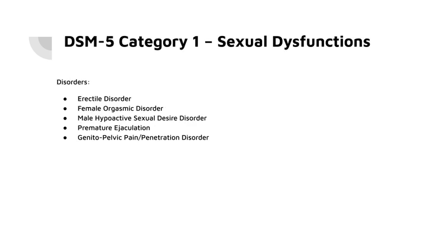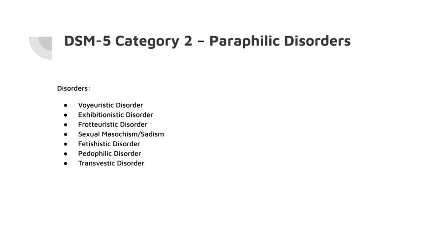Category 1: Sexual dysfunctions. Sexual dysfunctions involve issues during the sexual response cycle, such as problems with desire, arousal, or even orgasm. For example, erectile disorder refers to ongoing difficulty maintaining an erection, while genito-pelvic pain disorder involves discomfort or anxiety about penetration. Disorders listed: erectile disorder, female orgasmic disorder, male hypoactive sexual desire disorder, premature ejaculation, genito-pelvic pain/penetration disorder. Category 2: Paraphilic disorders.